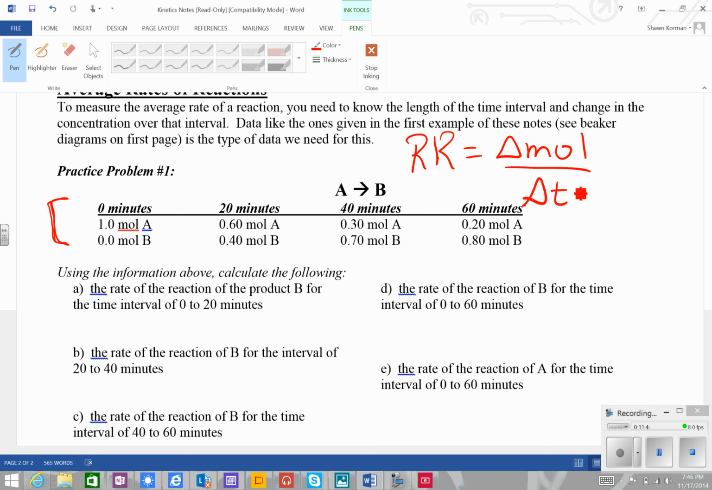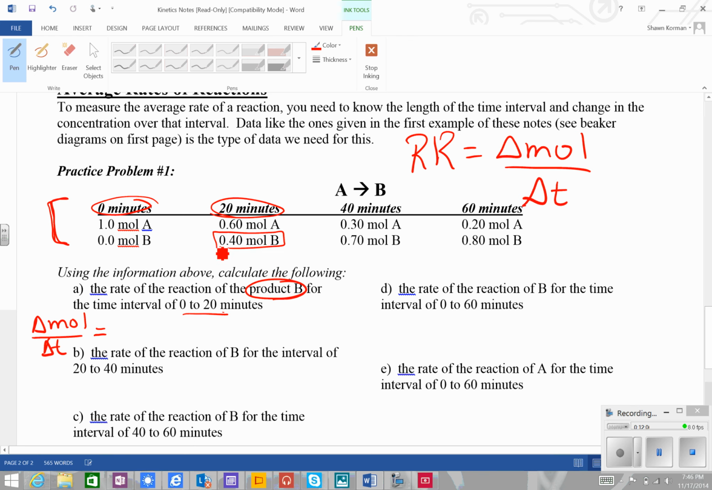So for this first one, it wants us to find the rate of the reaction of the product B. So we're doing product. So we get to use the positive version of the equation for the time interval of 0 to 20 minutes. So we are going to be doing change in moles over change in time. Okay, our change in moles. So the time interval is from 0 to 20 minutes. So look only at B.